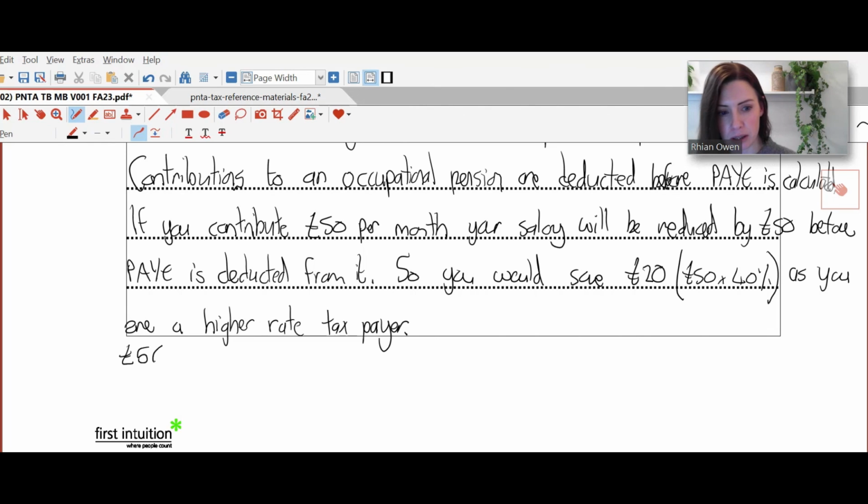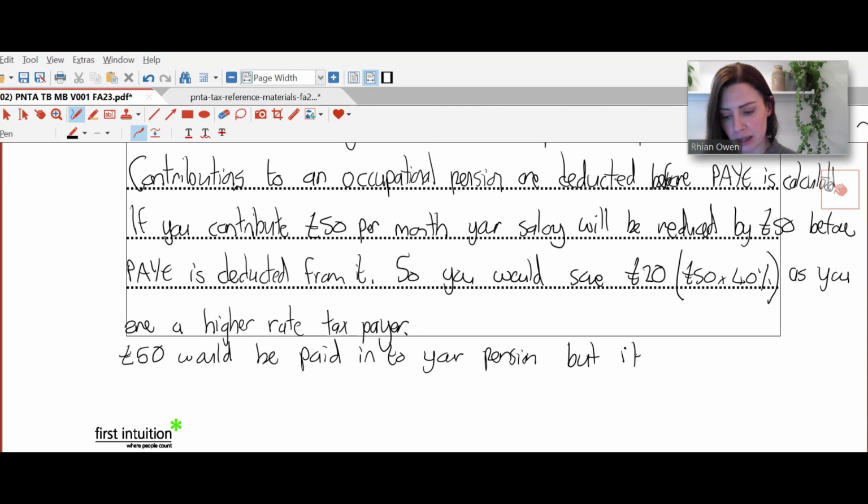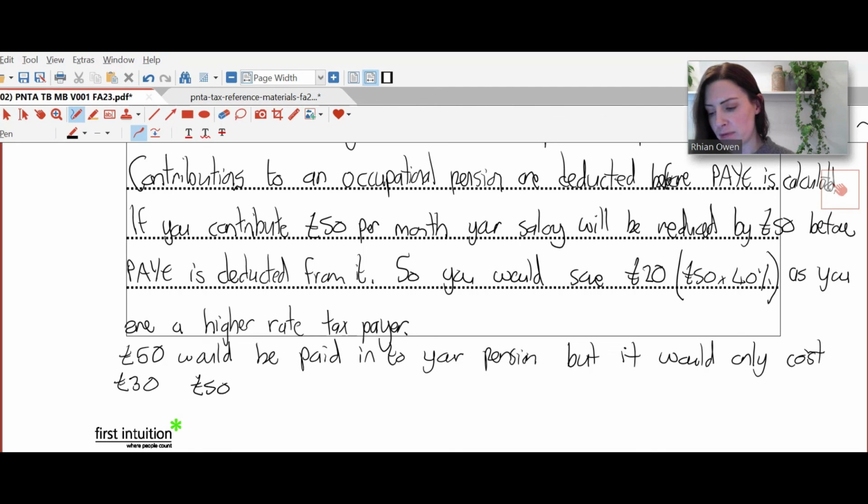So £50 would be paid into your pension, but it would only cost £30 from your net pay. So that's the £50 minus the £20 saving.